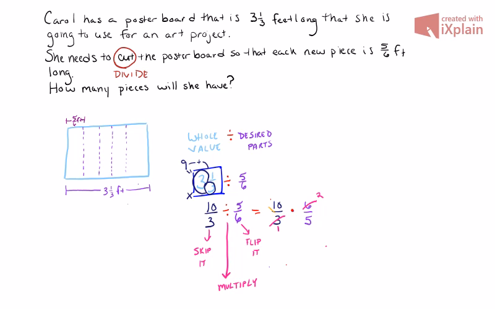And we also want to check over here, so take a look at the 10 and the 5. I could reduce them by 5 in this case. That would leave me a 1 in the denominator and a 2 in the numerator. Once this is done, we'll multiply. So 2 times 2 is 4, and 1 times 1 is 1. Or we could just say it's simply 4. Carol will have 4 pieces after she's done cutting.